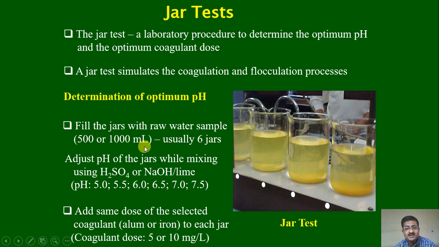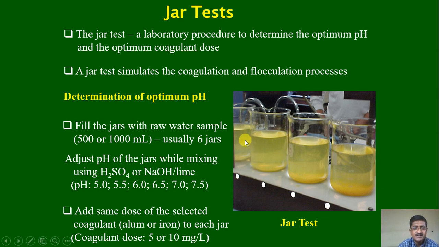Now, before deciding the coagulant dose, there is a laboratory test available, which is called a jar test. In that, we can find out the optimum pH, and then we can find out the optimum dose of the coagulant. The jar test is a laboratory procedure to determine the optimum pH and optimum coagulant dose. A jar test simulates the coagulation and flocculation processes.